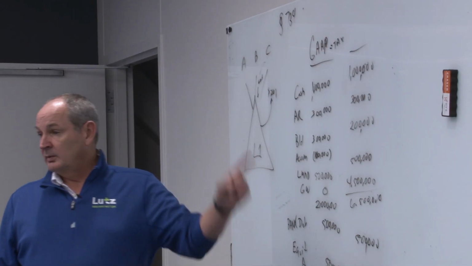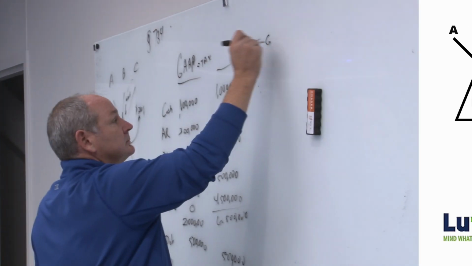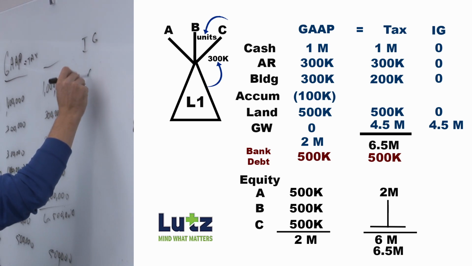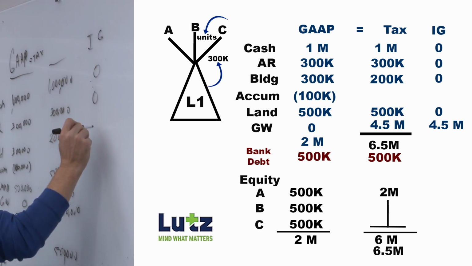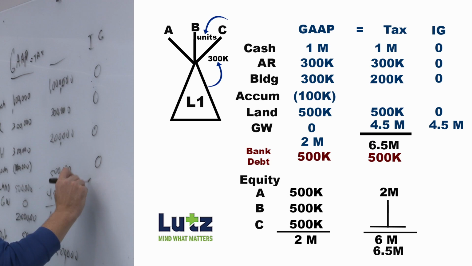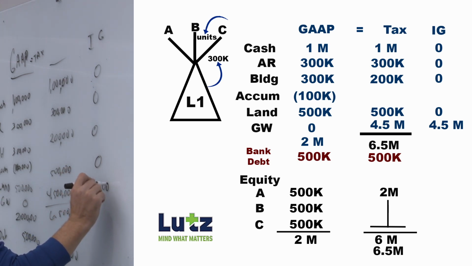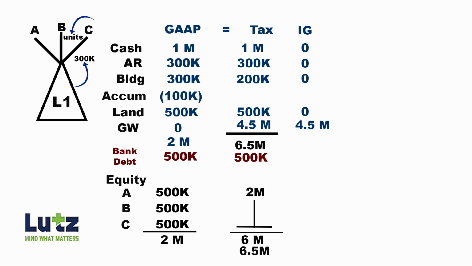So what's the next piece on the GAAP piece? We've got our fair value. What's the next column we need? Inherent gain. What's the inherent gain in my cash? Zeros. AR? All zeros. All zero except this. Okay? Is that right?